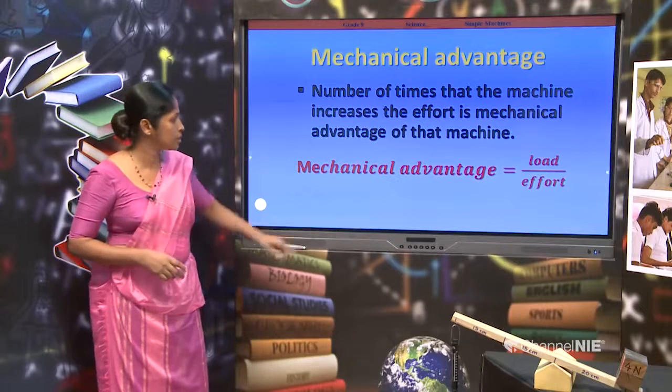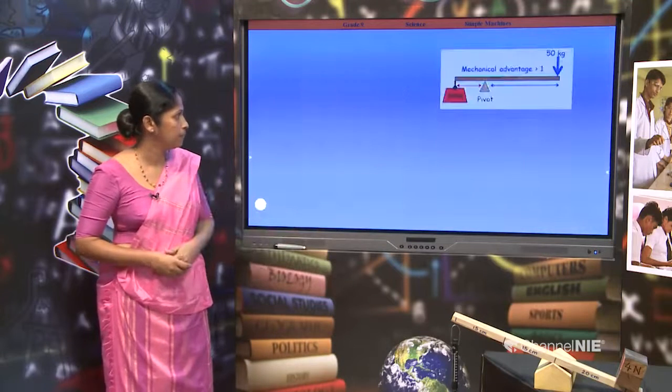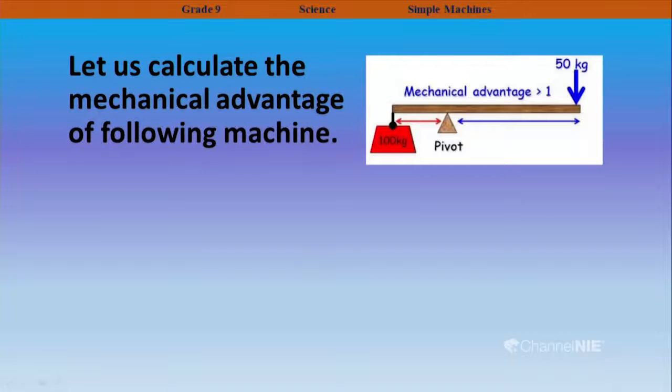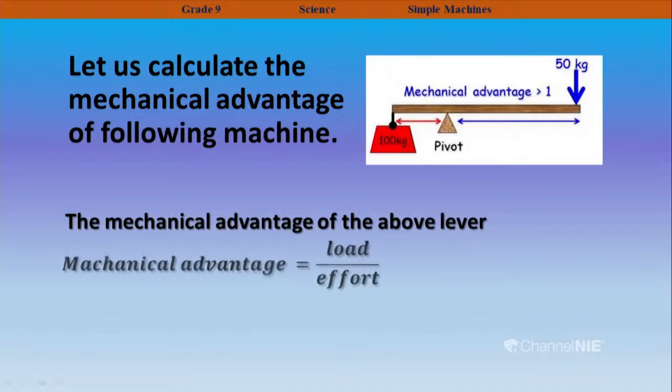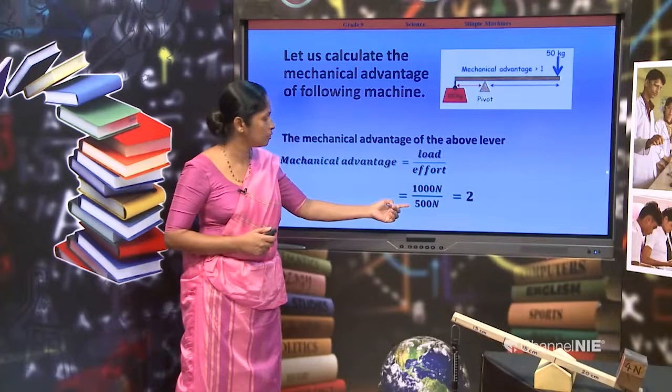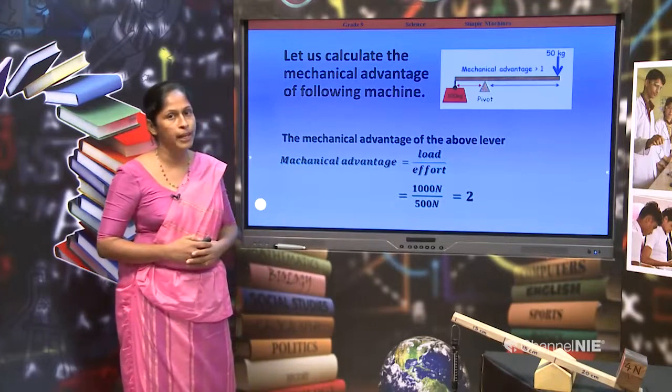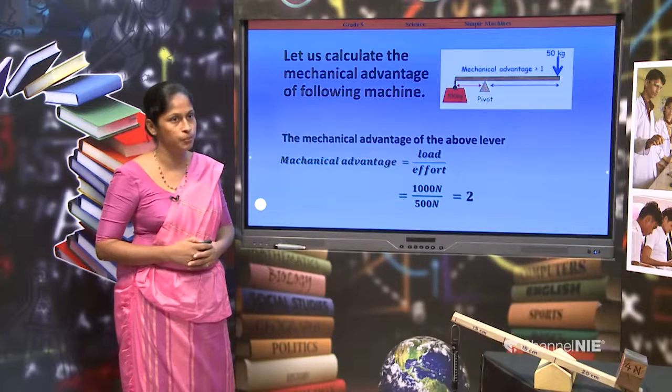Okay. Now, let us do a simple activity. There is a simple machine. Let us calculate the mechanical advantage of this machine. You can see the load to be lifted is 100 kilograms. Converted to Newton, 1000 Newton. The force applied is 50 kilograms, converted to Newton, 500 Newton. 1000 divided by 500, 2. Mechanical advantage of this machine is 2.